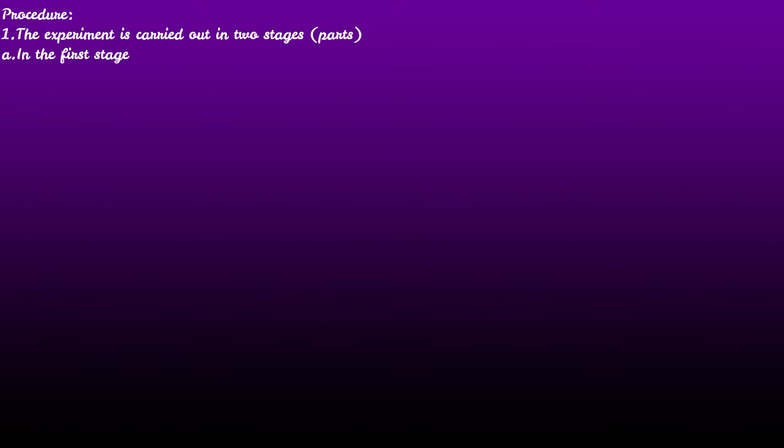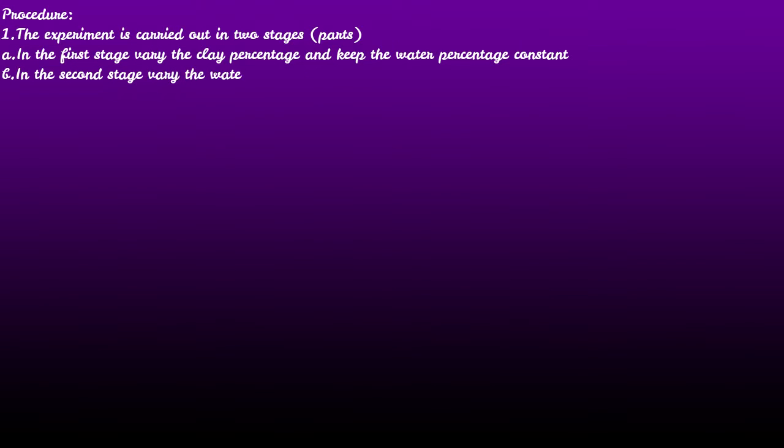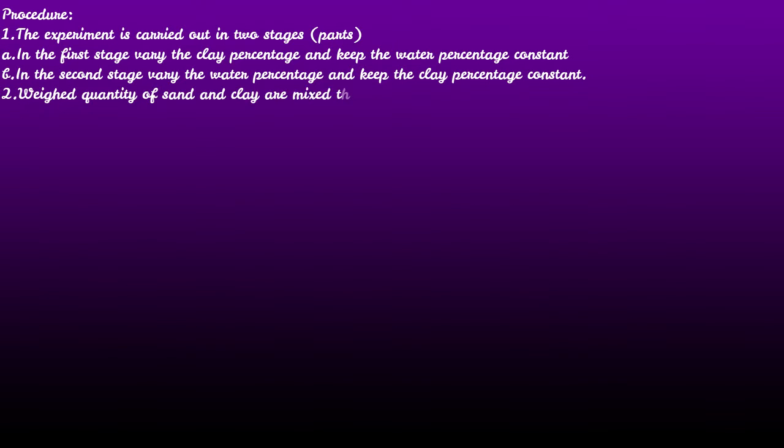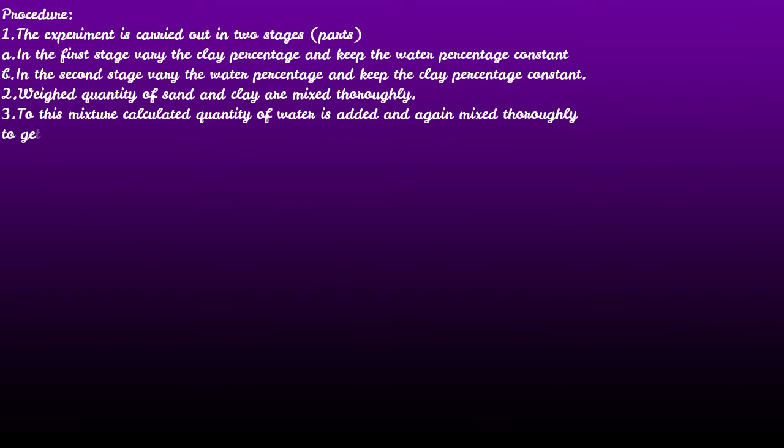Procedure. 1. The experiment is carried out in 2 stages. A. In stage 1, vary the clay percentage and keep the water percentage constant. B. In the second stage, vary the water percentage and keep the clay percentage constant. 2. Weighed quantities of the sand and clay are mixed thoroughly. 3. To this mixture, a calculated quantity of water is added and again mixed thoroughly to get a homogeneous mixture.